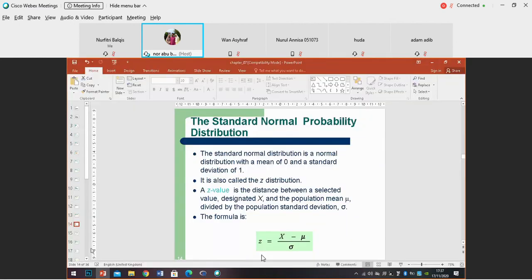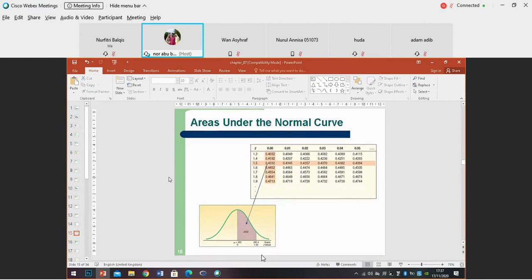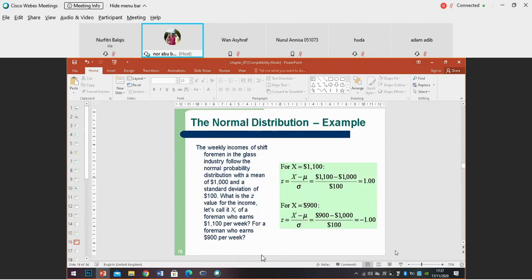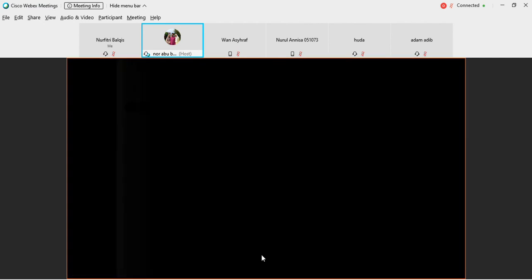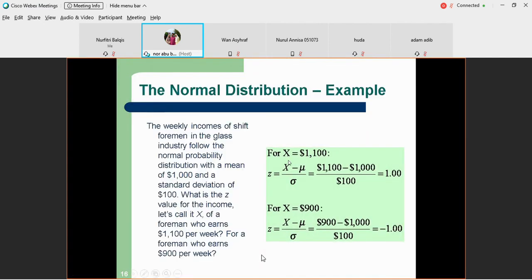Okay, for example, this is an example from the book. Let's say you have weekly incomes of 4 men in the glass industry which follow normal probability distribution. And you know the mean. In 5 minutes we will finish. Normal probability distribution, mean 1000, standard deviation 100. The question asks, what is the Z value of income?